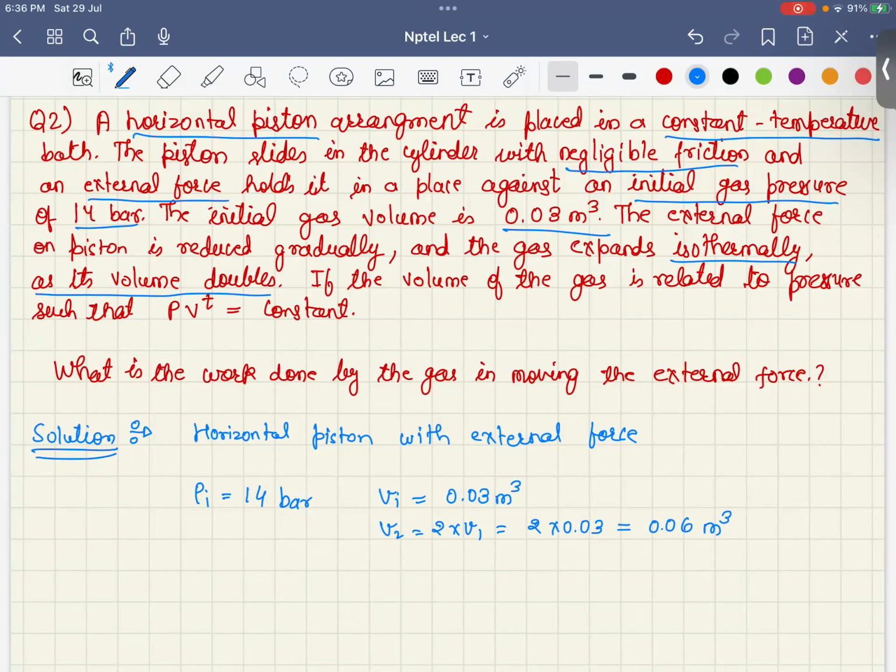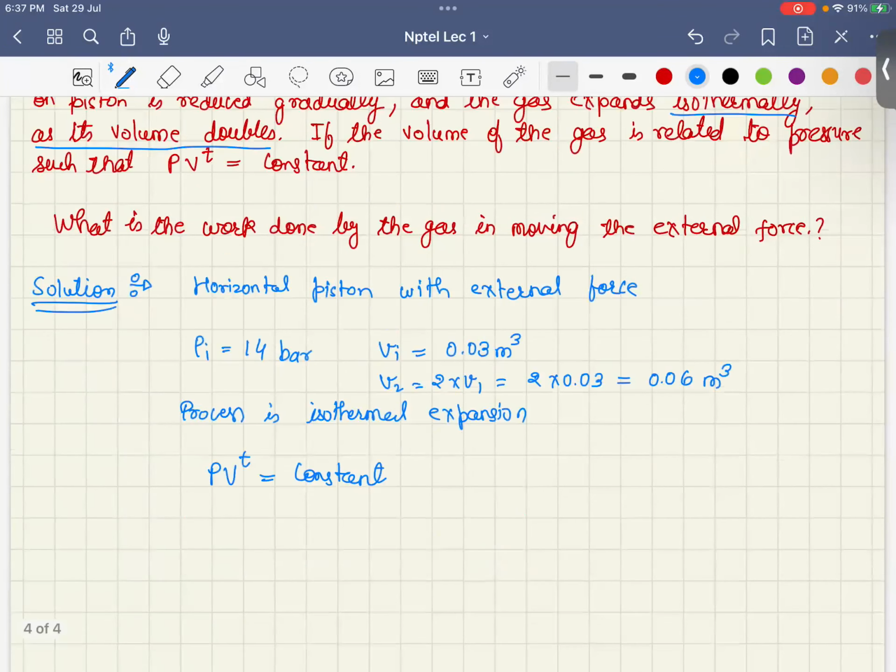And we are also given that the process is isothermal expansion. Right? Why expansion? Because the volume is going to get doubled, right? Initially it was 0.03, now it's 0.06. That means the volume has doubled, and that is why we are taking expansion, right? And we are also given that PV to the power T is going to remain constant, right?